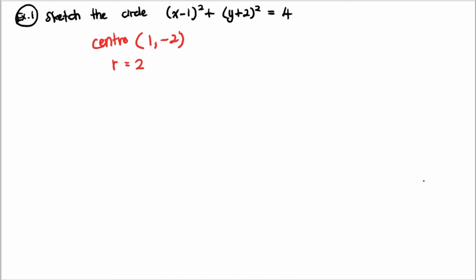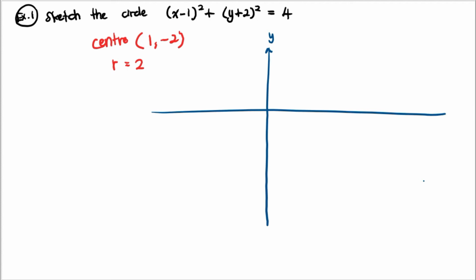Suppose we draw the y-axis, and then the x-axis. So (1, -2) is somewhere around here. This is the center, and the radius is 2. When you want to sketch the circle, you go 2 this way and 2 that way. So this is 1, this is -2. 1 plus 2 gives 3, 1 minus 2 gives -1, and then going in the y direction, -2 plus 2 gives 0, and -2 minus 2 gives -4.